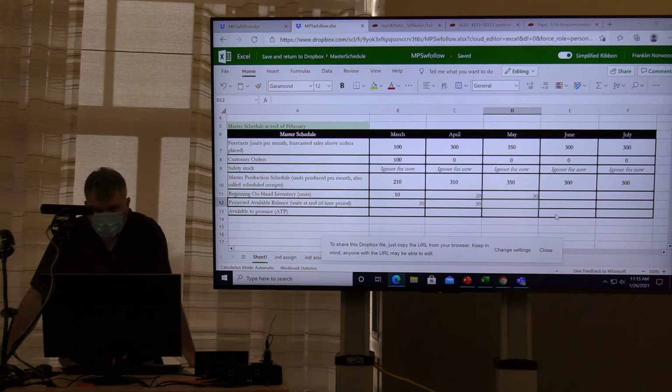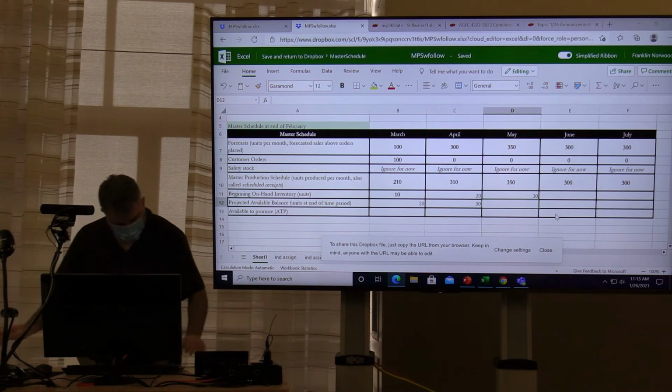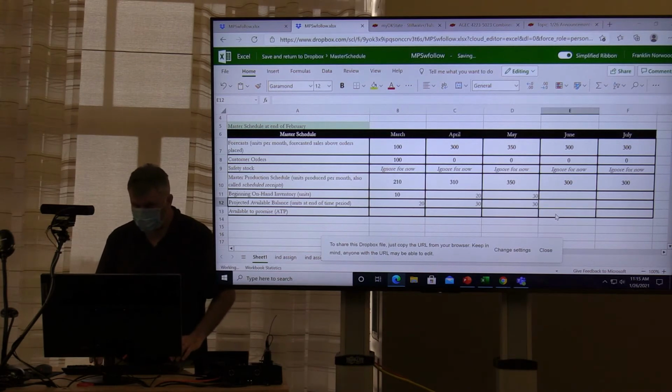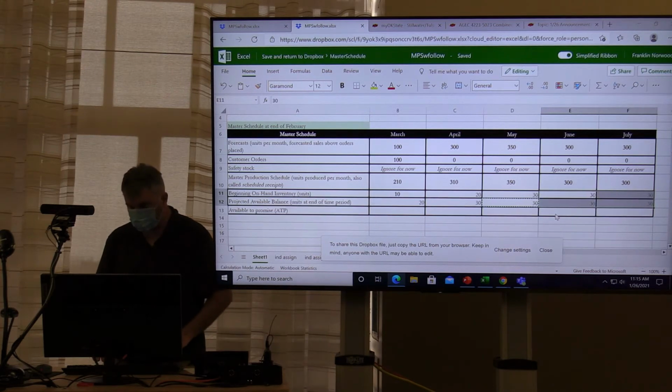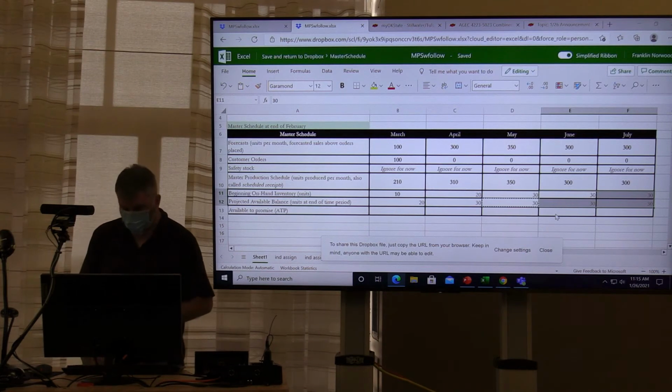So we start off with 30. We're producing 350. We think we'll sell 350. So Justin, how much will we have at the end? 30. And you've probably seen it's 30 the rest of the way because your production matches the amount you think you'll sell perfectly.